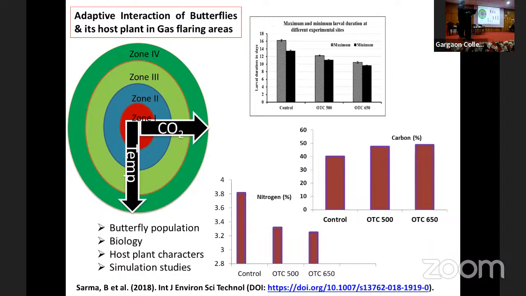So it is decreasing. This decrease is due to the increase of temperature, because with increasing carbon dioxide concentration in the OTC, the temperature will be higher. When there is more temperature, the butterfly life cycle will be shorter, because butterflies and insects are poikilothermic. That means they cannot regulate heat like us. We are endothermic, they are ectothermic. So they have to depend solely on external temperature to grow. That's why, due to increased temperature, the larval life cycle decreases.